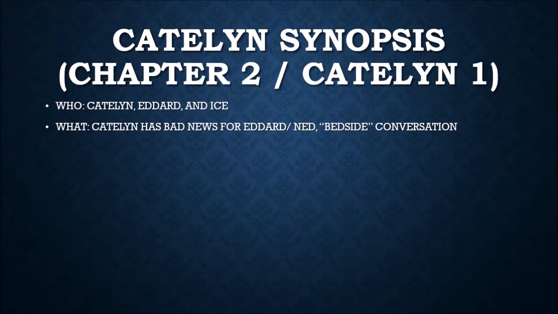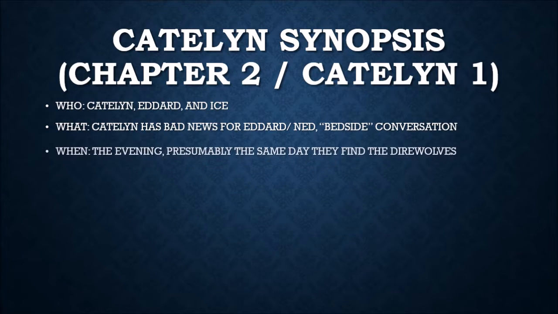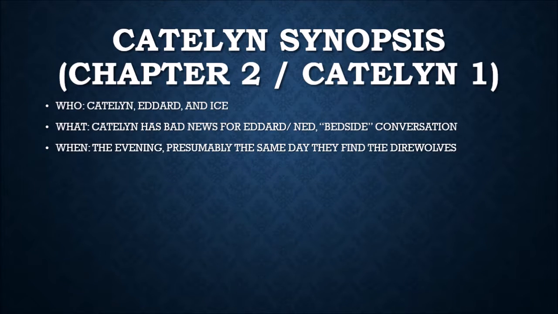We have the what. Catelyn has bad news for Ned. We learn that Ned has a nickname. She calls him Ned. We don't know if others call him Ned just yet, but she calls him Ned, so that's what we're going to start calling him from now on in this series. And the two of them have sort of a bedside conversation in this chapter. It's the end of the day, as we know by the when. Presumably it's the same day they found the direwolves. We don't have any evidence to support otherwise, and the two of them just have a conversation. You know, how was your day? How are the kids? I found that to be very fascinating.